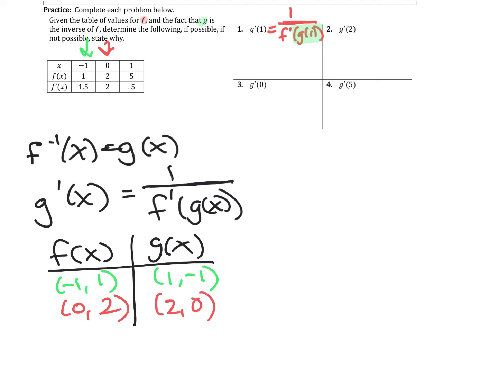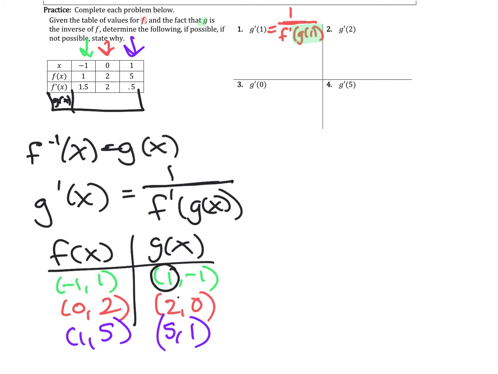And then lastly, in this column here, when x is 1, f of x is 5. So when x is 5, g of x is 1. And I'm actually going to just add a table here for g of x, and I'm going to fill in any information that I know. I know what happens when g is 1, when g is 2, and when g is 5.